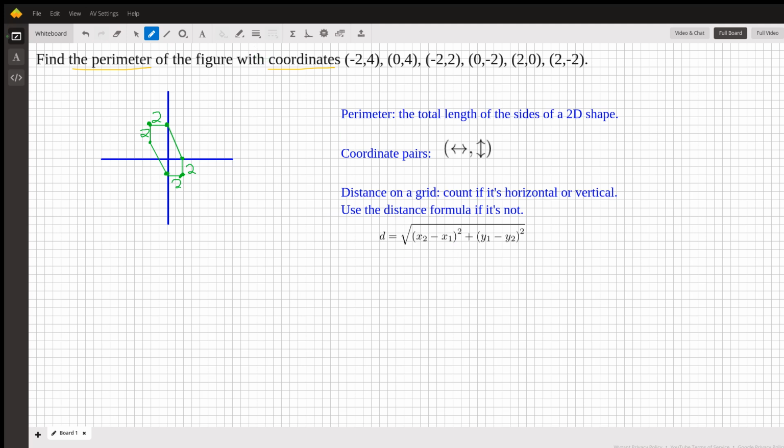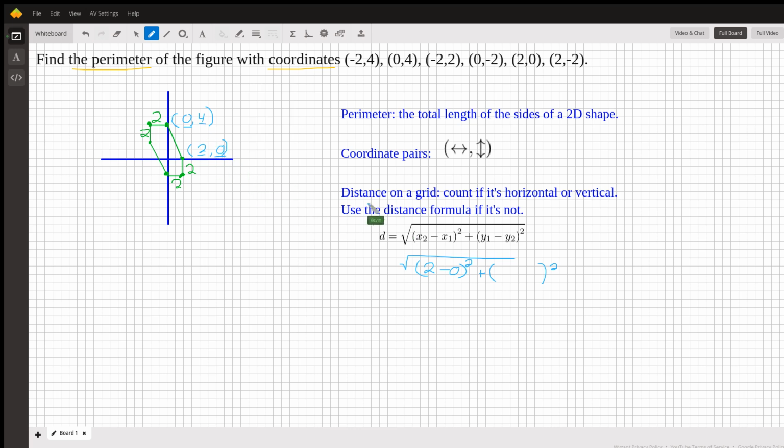The distance formula is telling me that I should find the square root of this stuff. I need to find these 2 coordinates. How about I mark them in a different color? So this one was (0, 4), and this one is (2, 0). I'm going to find the square root of the difference of the x's squared. So the x's are 0 and 2, so 2 minus 0, all squared, plus the square of the difference of the y's.